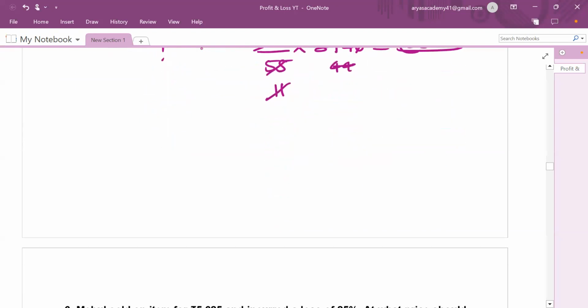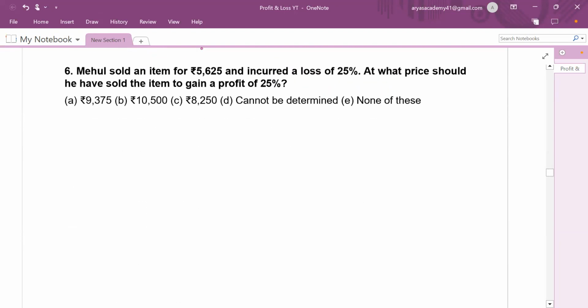Okay, let's move to question number 6. Mehul is selling. So this is nothing but selling price. Selling price is 5,625. While selling, he didn't actually have a gain, but he actually lost. Lost how much? In terms of percentage, it is 25% loss. At what price should he have sold the item to gain a profit of 25? So instead of losing 25, suppose he has to get a profit of 25%, what should be the selling price?